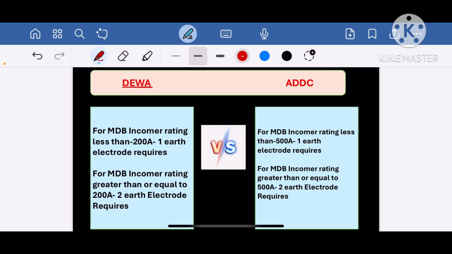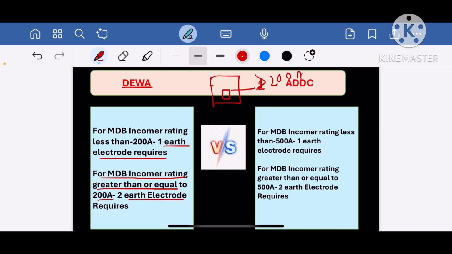For an MDB incomer rating less than 200 ampere, 1 earth electrode is required. And for an MDB incomer rating greater than or equal to 200 ampere, 2 earth electrodes are required. What is this? I will explain. Suppose I have one MDB, so it will have an incomer breaker. Suppose its rating is less than 200 ampere.